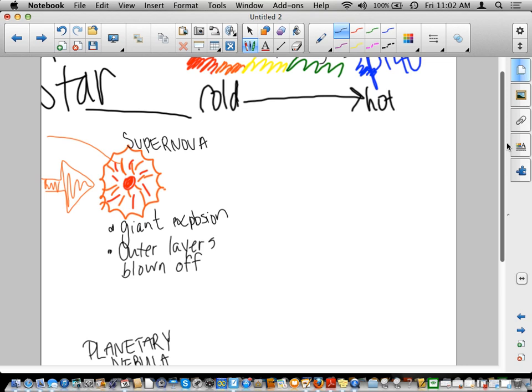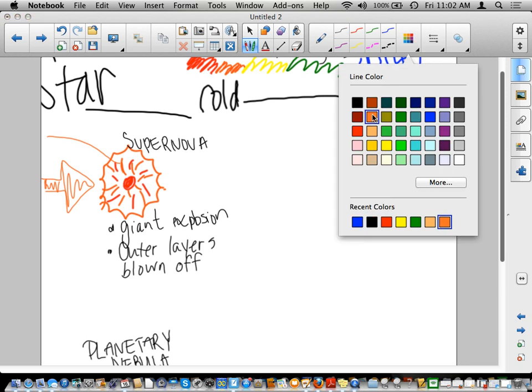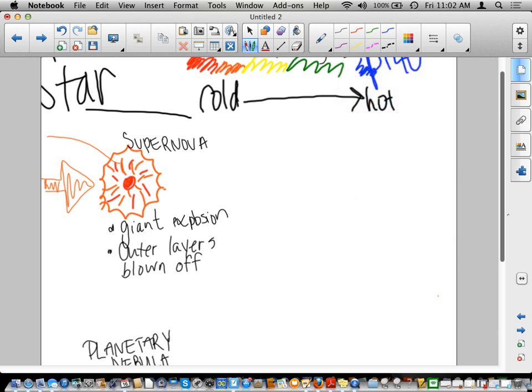All right. After the supernova, not much is left of the star, but something is left, and it can take two paths depending on what is left. So I'm going to put a path up here. I'm going to put a path down here. The first path, depending on if there's part of the core left, it's called a neutron star.